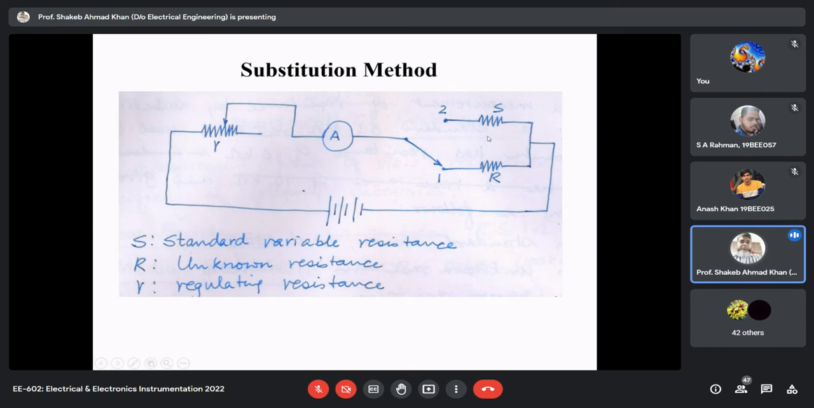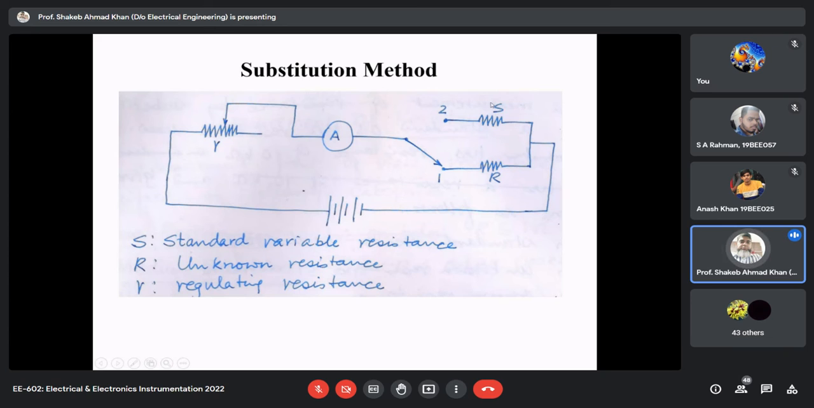तो फिर हम क्या करते हैं कि इसको एडजस्ट करते हैं, and we try to adjust it to that value on which you get the same current here, because this is a variable standard resistance. So first of all, we connect the circuit to the unknown resistance, and then we note down the current. Then we switch over to the standard resistance. Then we vary the standard resistance to make the current equal, the same amount of current. So then we note down this resistance value.